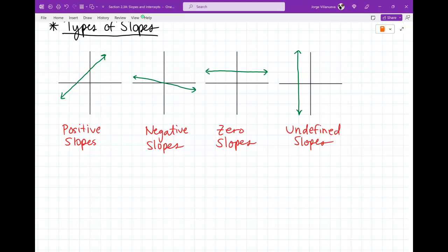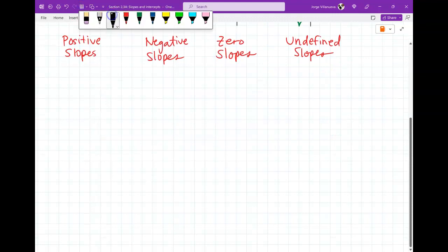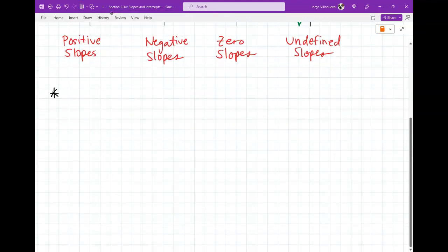So let me show you the first 4 types of problems you're going to be doing. This is the instruction that they're going to give you on the first 4 problems: find the slope of each line.